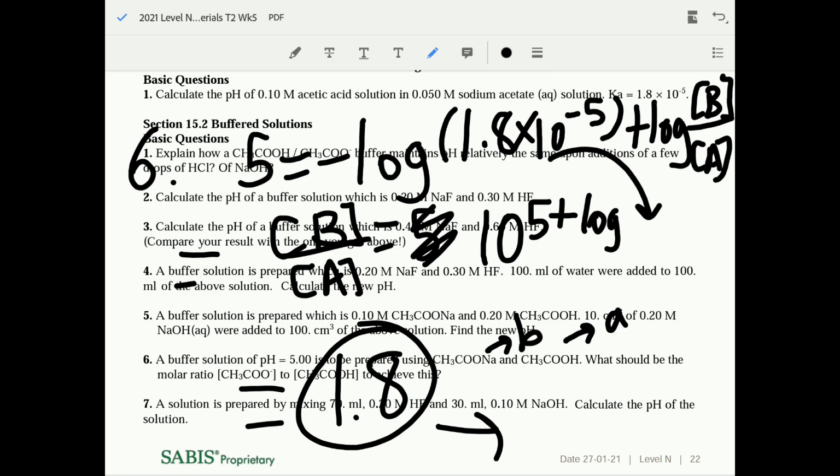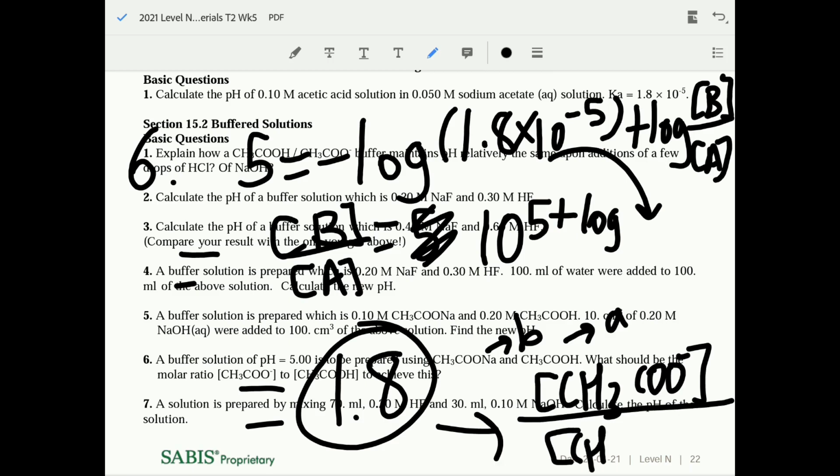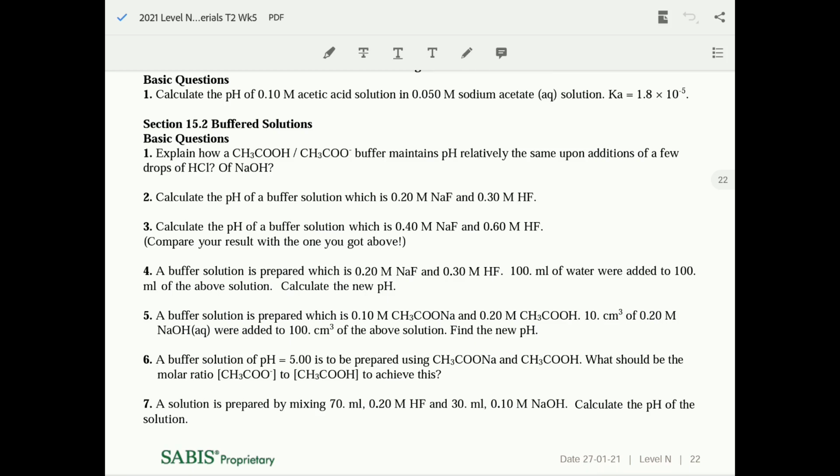So the concentration of CH3COO minus over the concentration of CH3COOH should be 1.8 precisely. Alright, so we just take this to the other side and do 10 to the power of that to get the answer. Let's move on to question 7 now, shall we?